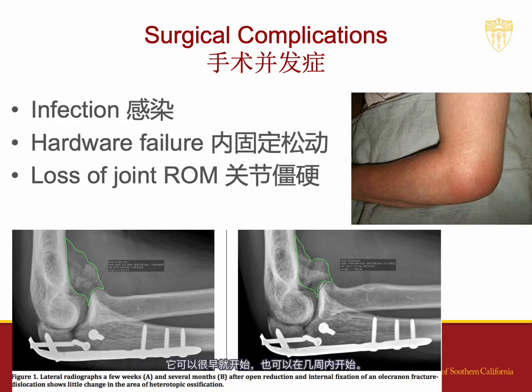Again, it can start early. It can start within a couple of weeks. And so if you are seeing patients during those couple of weeks and their range of motion is becoming more and more limited, you might want to be concerned about ossification. If you're seeing them several weeks or months after the injury, and you're seeing them for the first time and everything is hard end feels, you might say, uh-oh, this is ossification, and then we need to go get an x-ray to see what's going on.